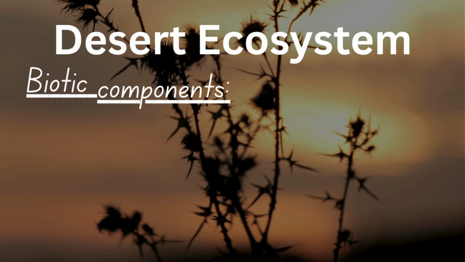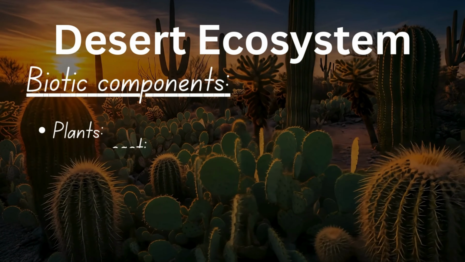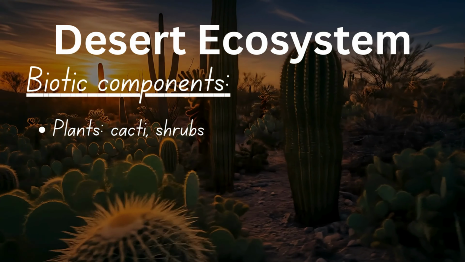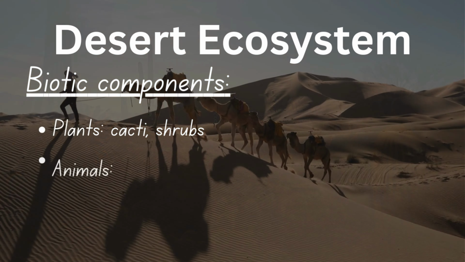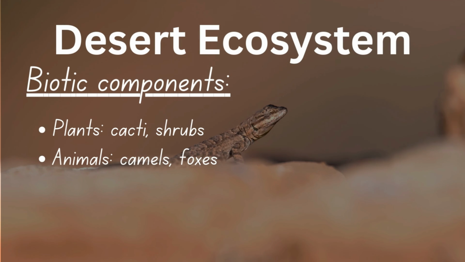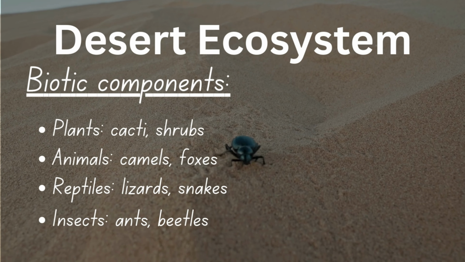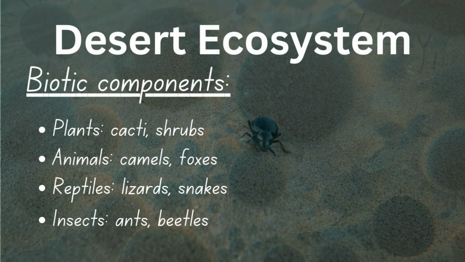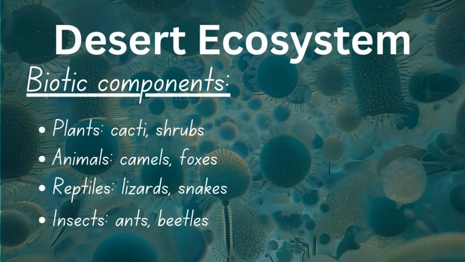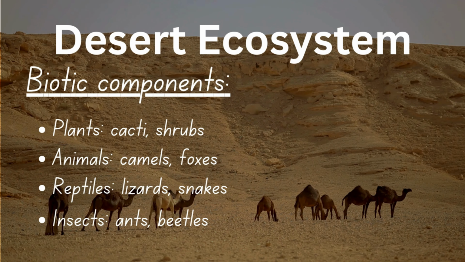Now let's talk about the biotic components you'll find in a desert ecosystem. Plants here are mostly cacti and small shrubs that can store water and survive long dry spells. Animals include camels, lizards, snakes, foxes, and insects, all specially adapted to handle heat, water loss, and tough living conditions. Even the microorganisms in the sand are built to survive extreme dryness. Everything in a desert is designed to make the most out of very little.